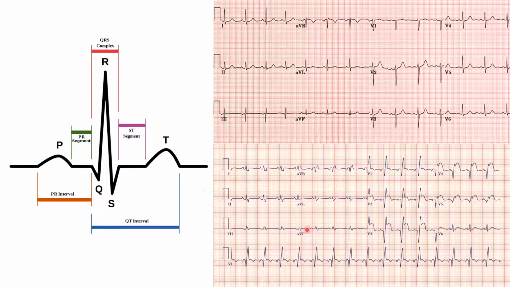We also have what we call a segment. As you can see, we have here the PR segment. So this is a line before another wave. And when we say segment, that's the length between two specific points on the ECG. And this segment is supposed to be at the baseline, meaning on a straight line.